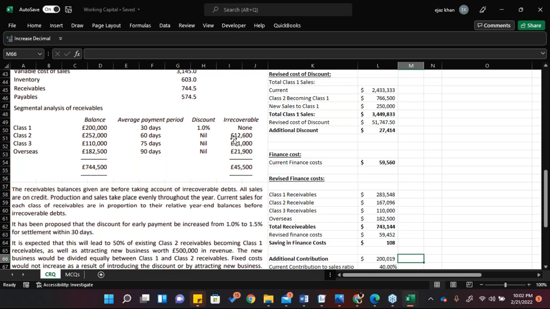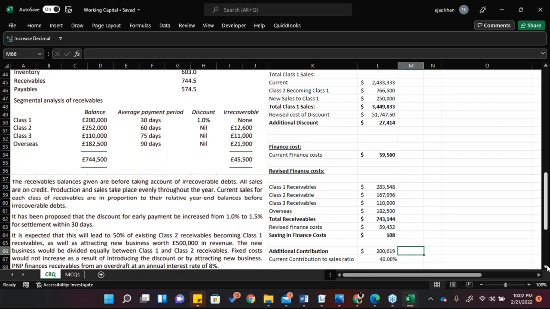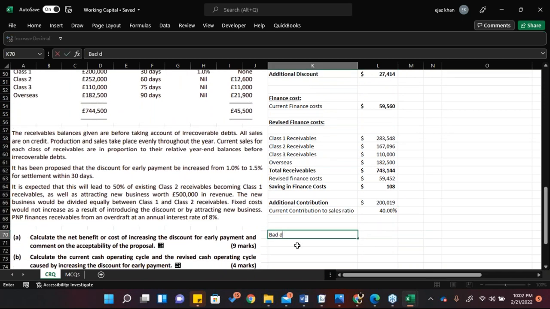So what's the current percentage? Can you just calculate the current percentage of bad debts based on the receivable figure? It's 12,600 against 252,000 of receivables. Current percentage of bad debts is 12,600 divided by the receivable figure, which is 252,000. So it's 5%.